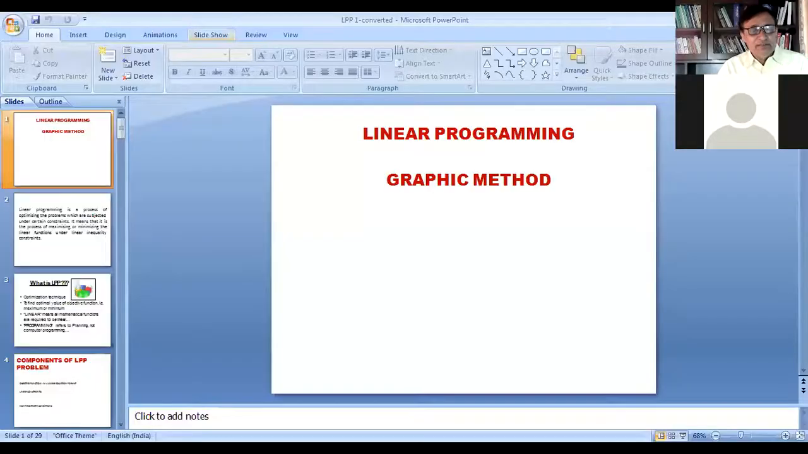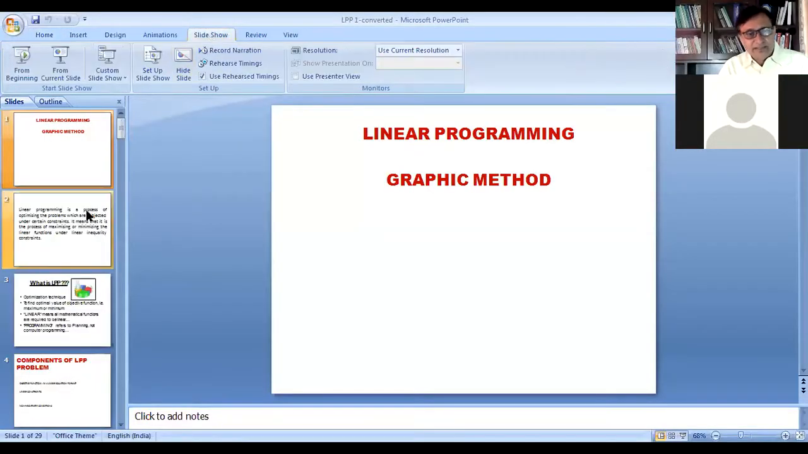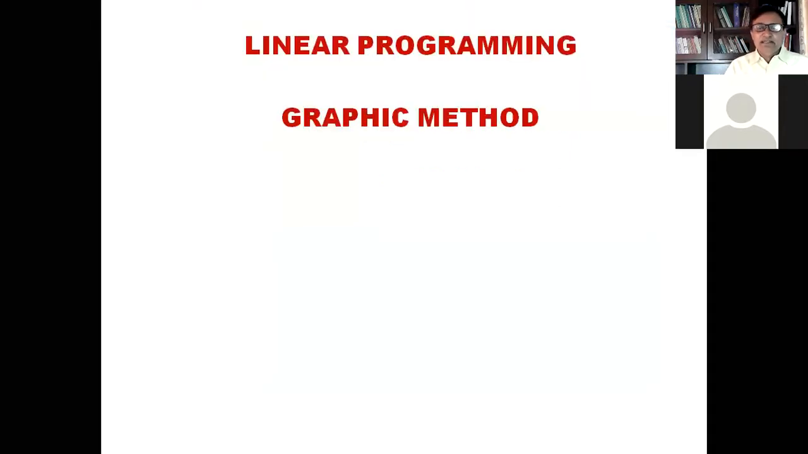So let's move to the presentation which I have prepared for all of you, so that you can have a detailed glimpse of the various concepts of linear programming. And particularly, we will be focusing on one method only today. The other method will be discussed in the next lecture. Today, we will be focusing on the linear programming graphic method, along with the methodologies which are followed for getting the solution under linear programming.